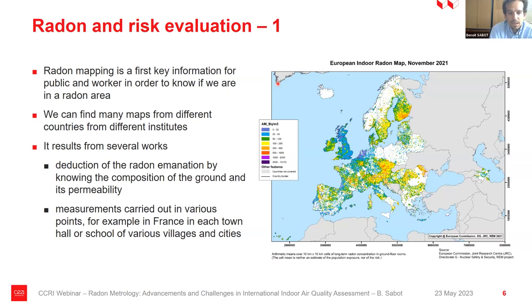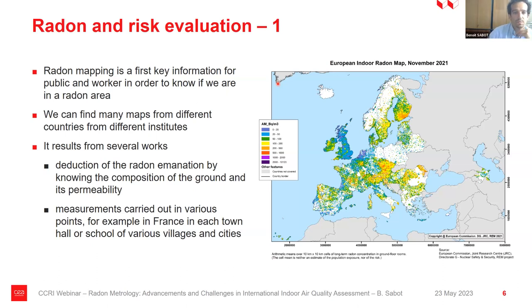Such maps may come from measurements that were carried out. For example, in France, I know that in each town hall or school, over a period of time, our team at IRSN gathers a lot of measurements to know whether we have a high concentration of radon in some spots. And they use these results to create a radon map of France.